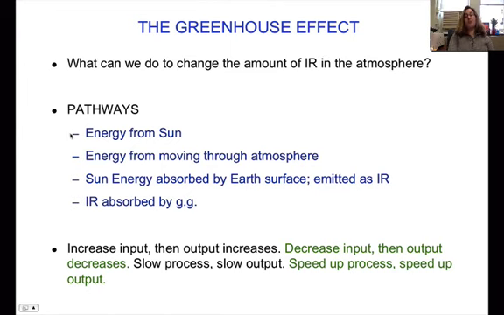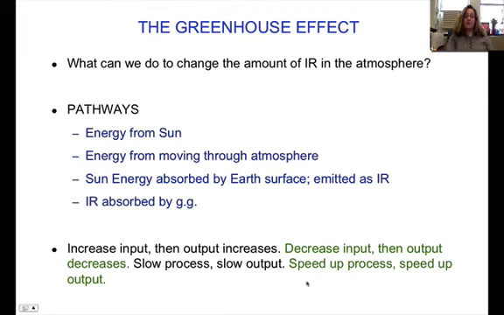If we think about the greenhouse effect, there are several very important pathways. There's a pathway of energy from the sun moving through the atmosphere. There's the sun's energy being absorbed by the Earth's surface and then re-emitted as infrared. And then there's the infrared absorption by greenhouse gases. If we increase an input, then the output will also increase. If we decrease an input, then the output decreases. And similarly, if we slow down one of these processes that occurs during the greenhouse effect, we'll slow down the output of infrared energy. And if we speed up a process, we'll speed up the output.